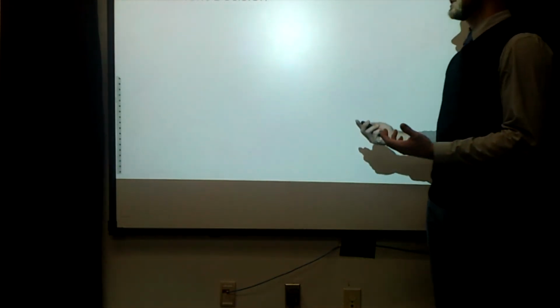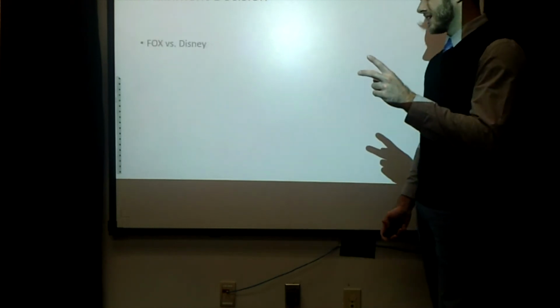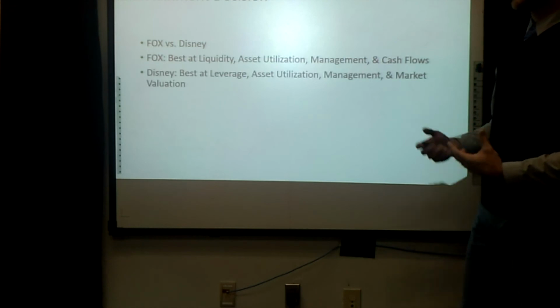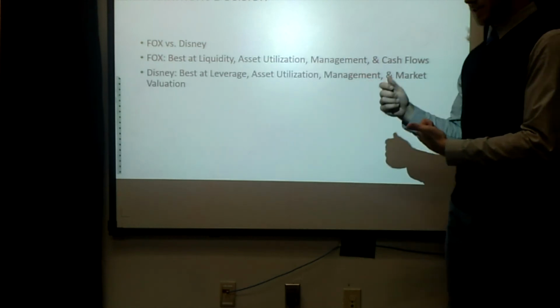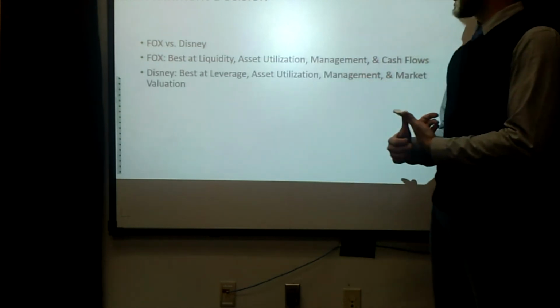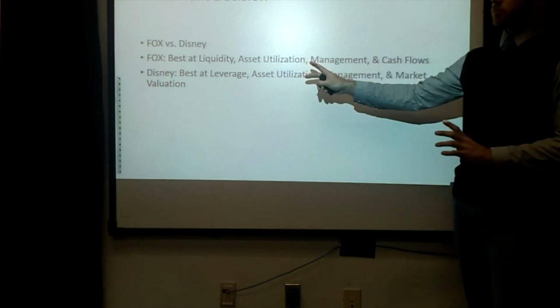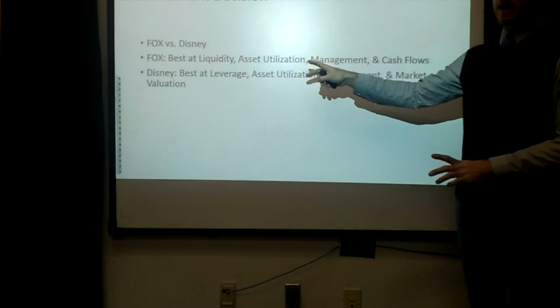So our decision in the entertainment industry comes down to two companies, Fox versus Disney. All right, what do we like about Fox? What do we like about Disney? So Fox, it's best at liquidity. It's best at asset utilization, but it's pretty close. It's barely best at asset utilization.